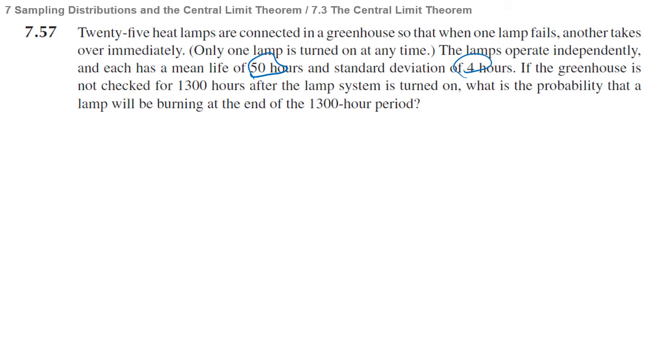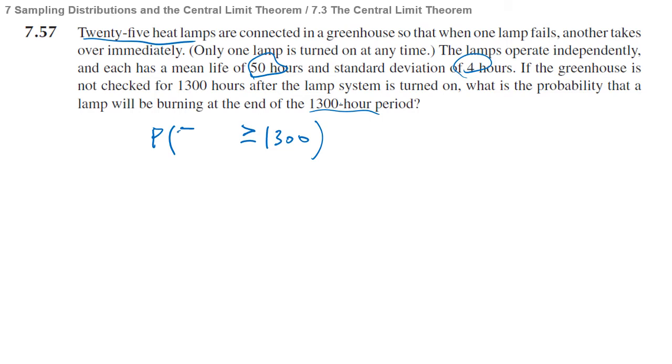If the greenhouse is not checked for 1,300 hours after the lamp system is turned on, what is the probability that a lamp will be burning at the end of the 1,300 hour period? So we want to find the probability that a lamp will be burning after 1,300 hours. And actually, here 25 heat lamps are connected.